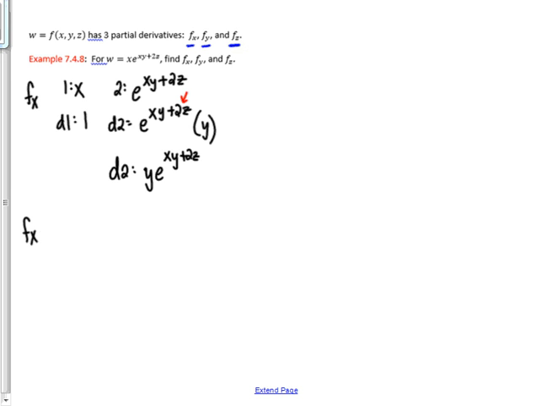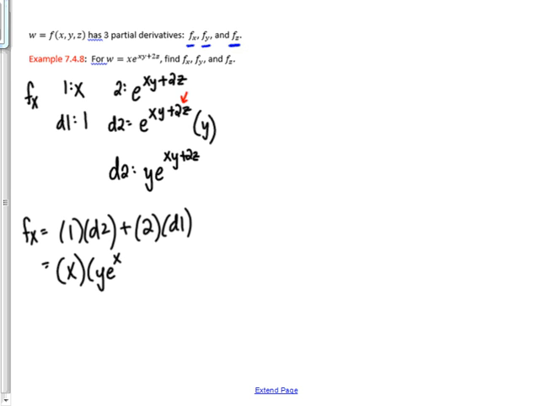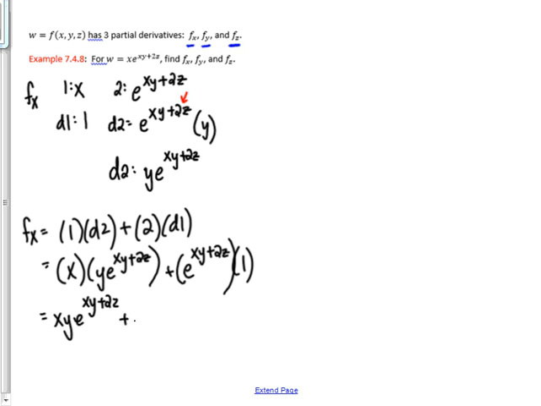Alright, so fx is going to be 1 D2 plus 2 D1. So let's plug it in. So 1 would be x, D2 is y, e to the xy plus 2z, plus 2, which is e to the xy plus 2z, D1, which is 1. So it's xy, e to the xy plus 2z, plus e to the xy plus 2z. And if you want to, I probably would factor out the e to the xy plus 2z, and it's xy plus 1.